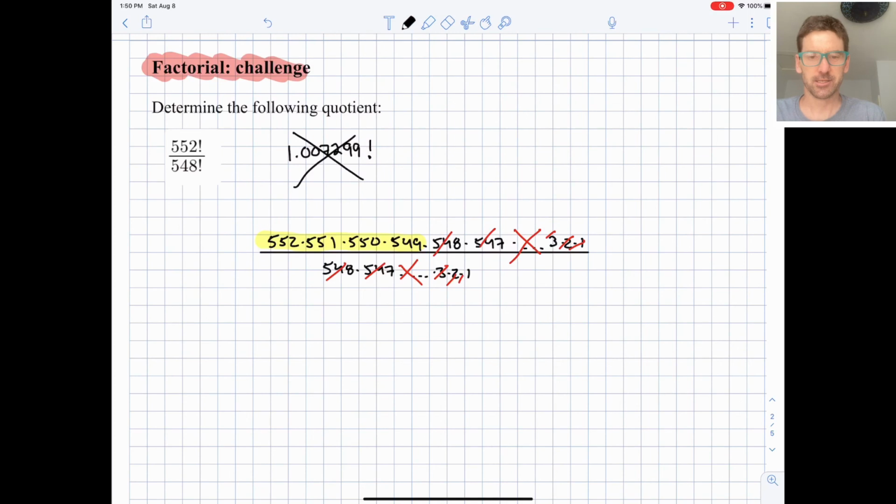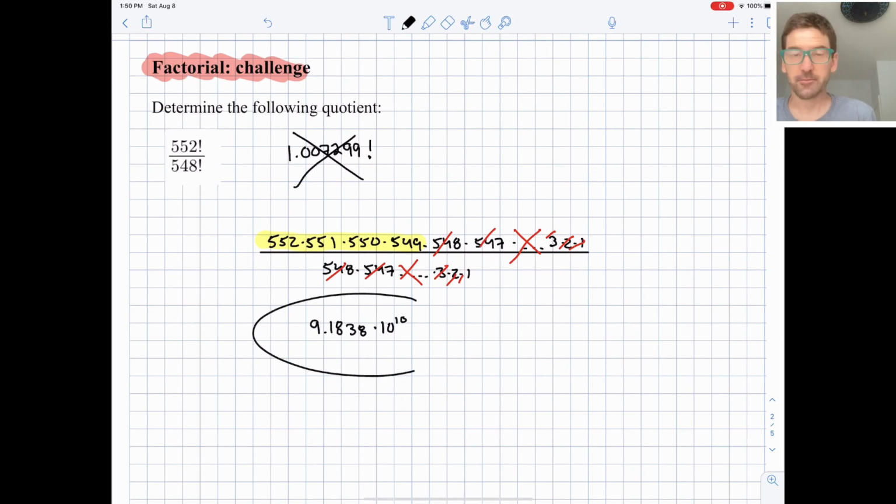Okay, and so let's actually now do it. 552 times 551 times 550 times 549. Our calculator can handle it. It's already a big number, but our calculator can handle it for sure. Times 10 to the 10. So I'm going to write it in scientific notation. Your calculator may have had a larger screen than mine and might have been able to write it all out. But there, we were actually able to do it. All right.